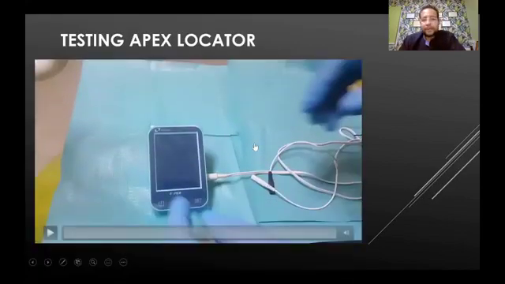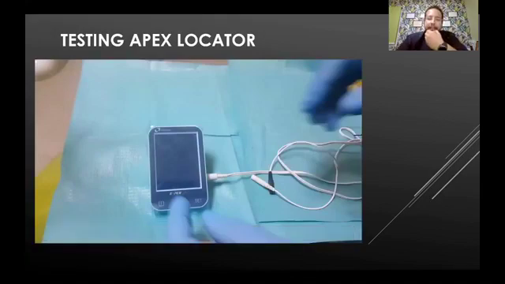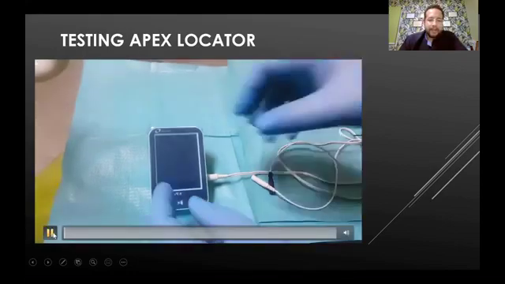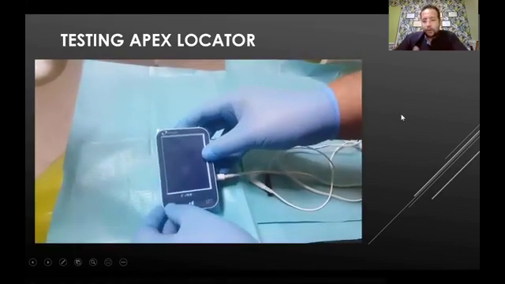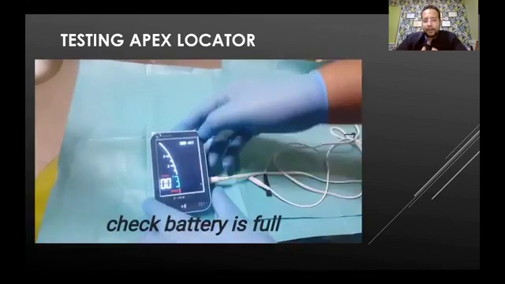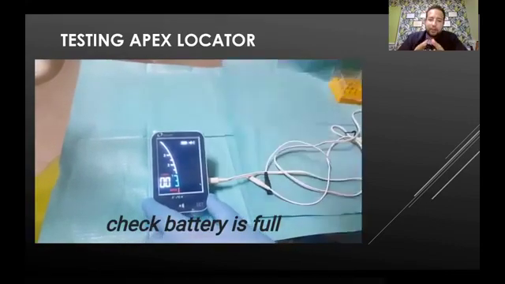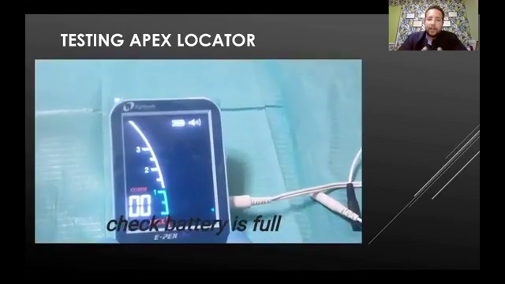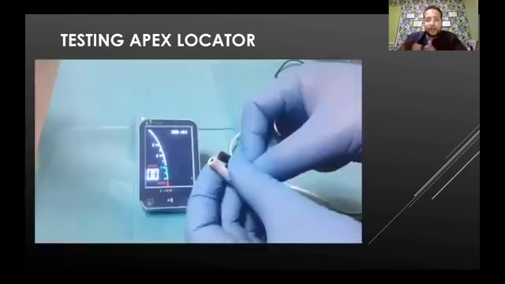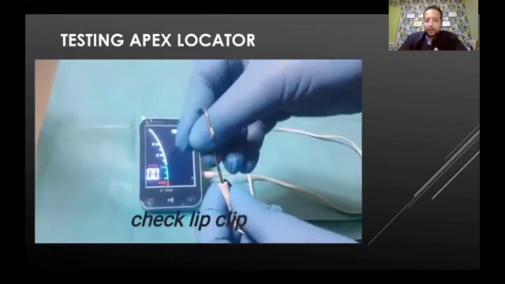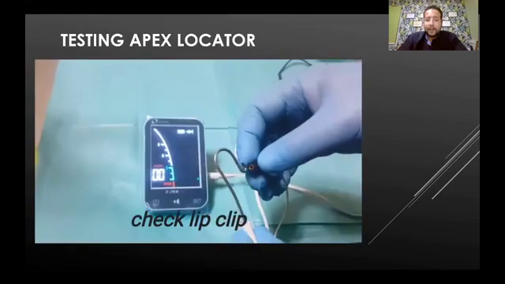How to test your apex locator. Look, I do this testing at the beginning of my working day. First, you have to be sure that the battery is full. The best condition for your apex locator to work is when the battery is full. If it's charging, you have to charge it, or you have to change the battery if you don't have charging.